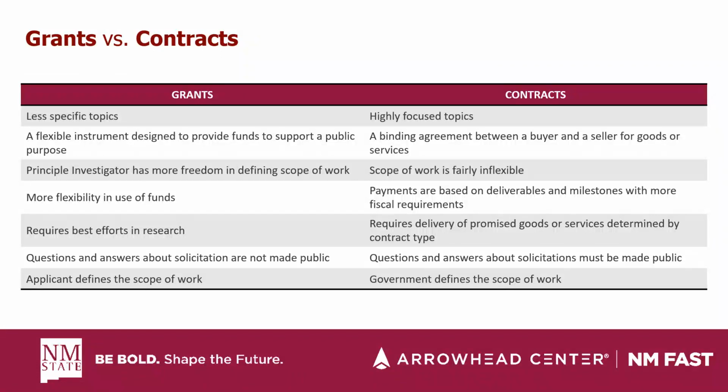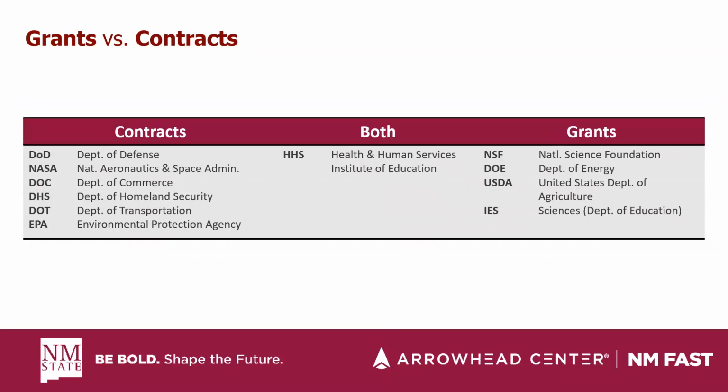Grants, questions and answers about solicitation are not made public. So that's one of those communication things that can differ across agencies. Whereas contracting agencies, your Q&As will be public, usually via some portal. So for the different agencies, that differs. And then again, granting agencies, you're going to define the scope of work much more so than with contracting agencies.